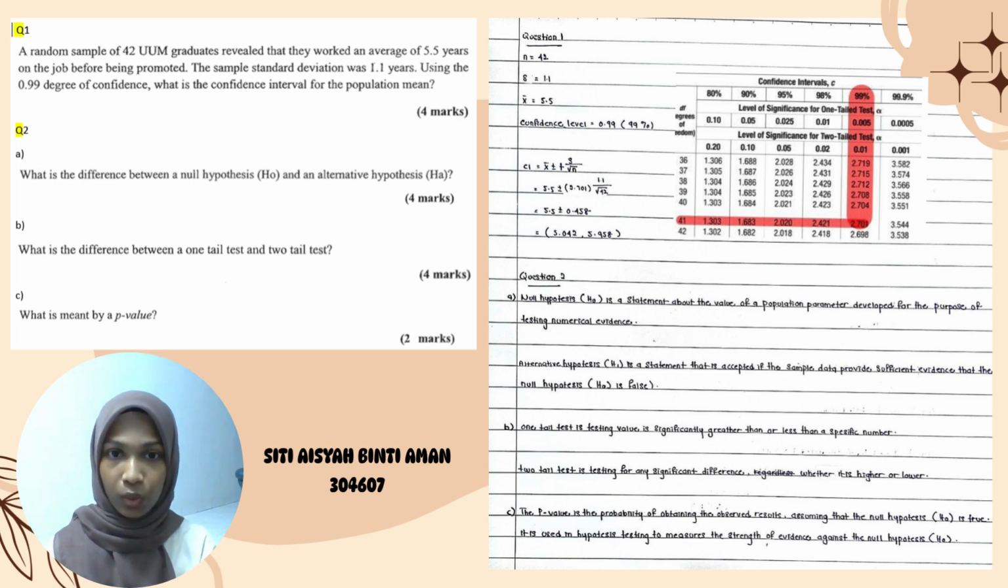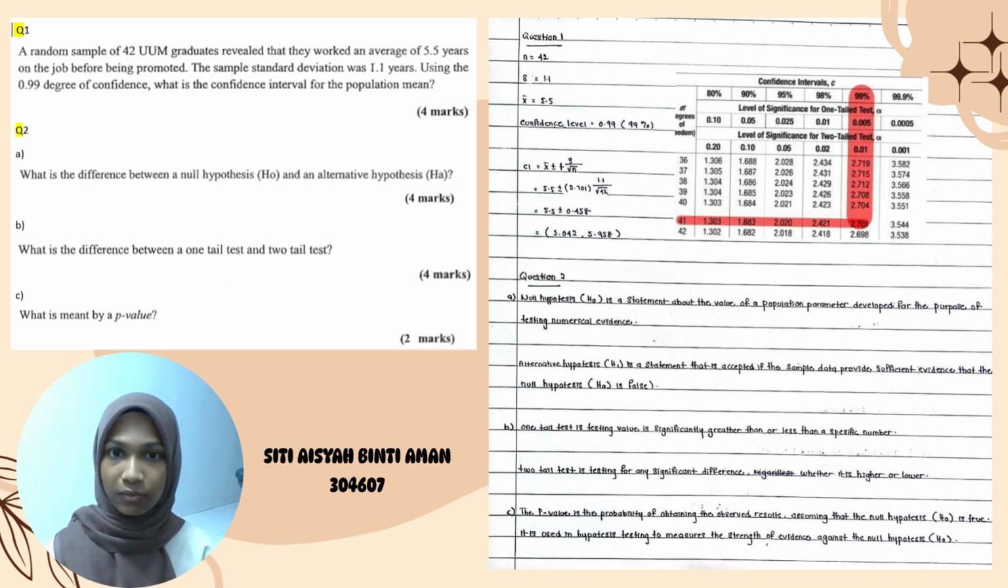Question 2. What is the difference between null and alternative hypothesis? Null hypothesis is like a claim that says nothing has changed. We assume it is true until the data prove otherwise. However, the alternative hypothesis is what we believe might be true. If the data strongly disagree with the null hypothesis, then we accept the alternative hypothesis.